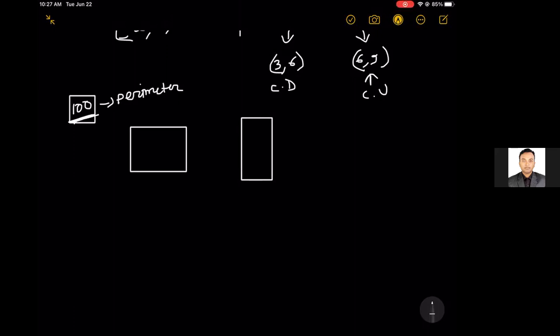It has to be a rectangle and the perimeter has to be 100. That's it, nothing else. So it could be like this, or it could be some other size. As long as they are rectangles and their perimeter is 100, we are fine with that. So the question says, of all rectangles with a perimeter of 100, which one has the maximum area?